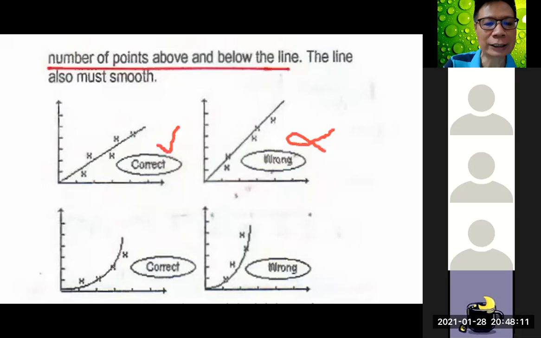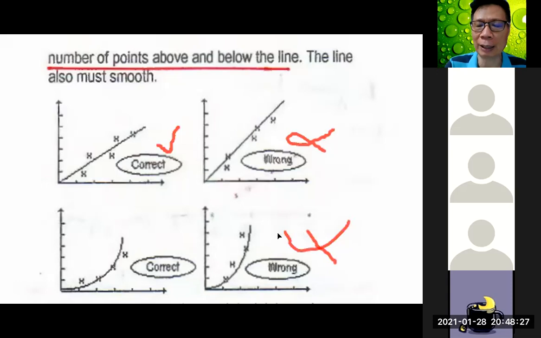Same thing goes for the curve. When you draw a curve, you must also make sure it's balanced. And these are not balanced. These are wrong. Understand? There are so many things to remember.